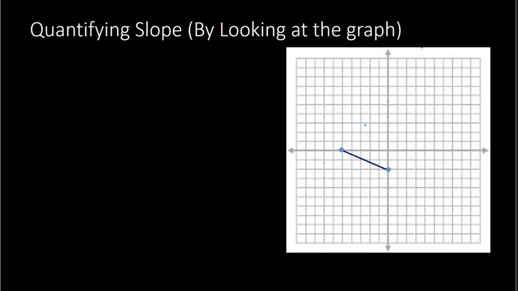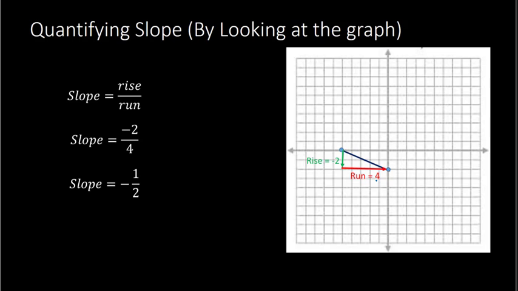Here's another example. To find the slope by looking at the graph, we take the rise over the run. Looking at this graph from left to right, from this point, we have to go down 2. And then we go to the right 4. So the rise is a negative 2. The run is a positive 4. So negative 2 over positive 4 can reduce, and that gives me negative 1 over 2. So the slope in this case is negative 1/2.